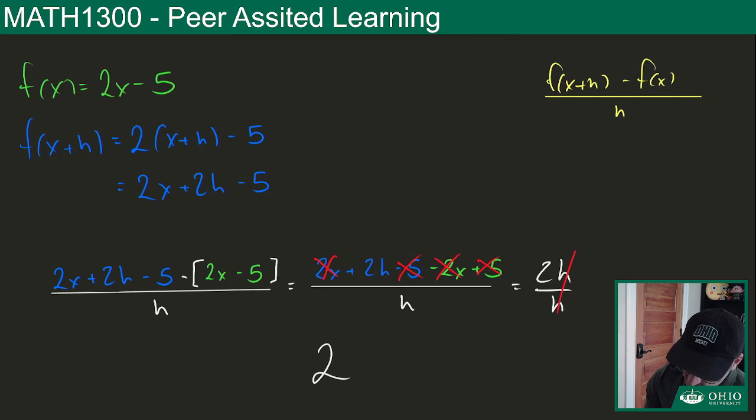So that is how you solve a difference quotient. Again, don't worry if you have some leftover terms in your answer, but in our case, it was pretty nice that it just ended up being 2.